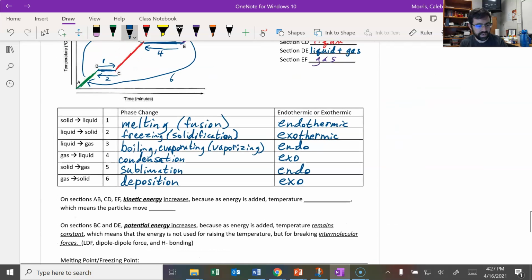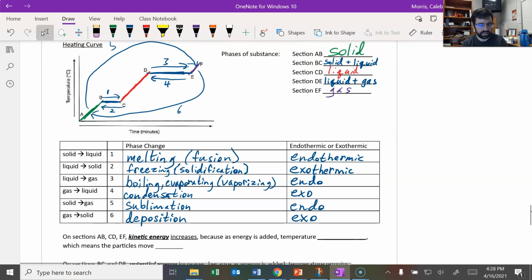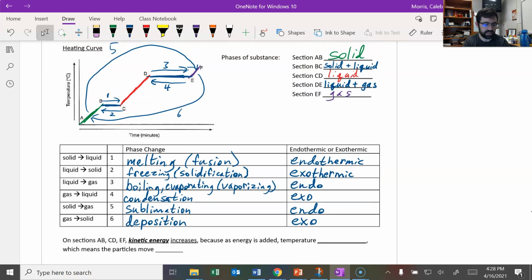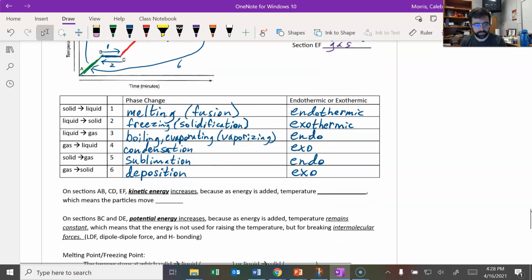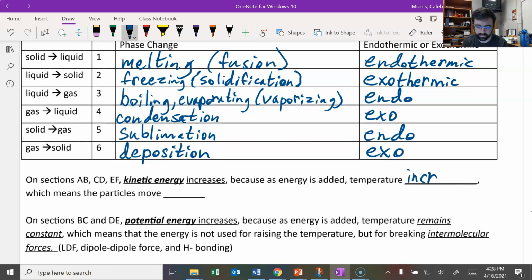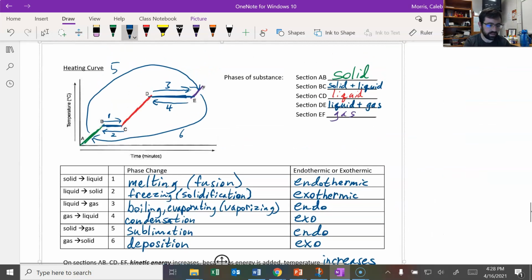All right, on sections A, B, and C, D, and E, F, I want you to note A, B, C, D, and E, F, those are the ones where we have kind of an upward slant. The temperature is changing, okay? The kinetic energy increases because as energy is added, the temperature increases, which means the particles move faster. So note that the y-axis increases on those, right? That's why there's an upward slant, because there is an increase in temperature at those points.